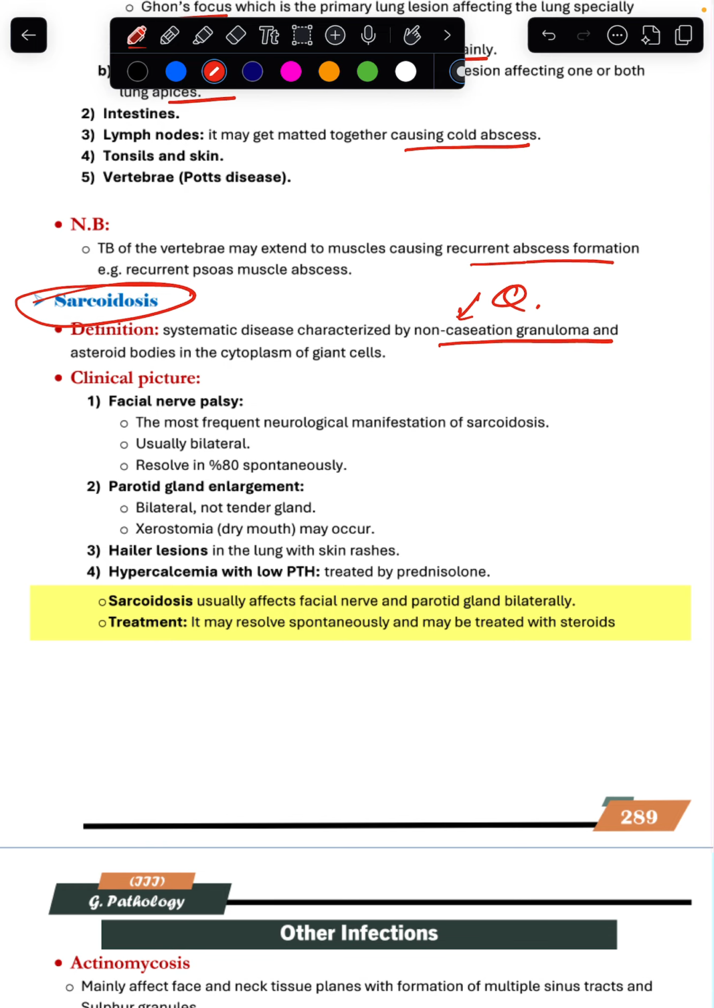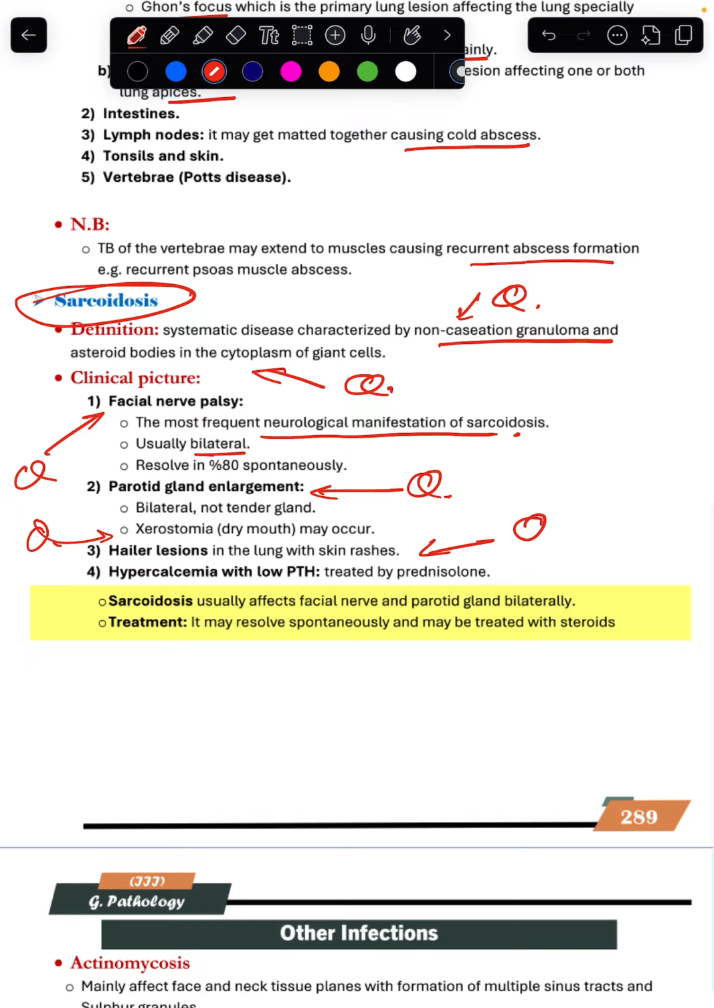This is a question: asteroid bodies. Facial nerve palsy, the most frequent neurological sarcoidosis, bilateral in 80%. Bilateral non-tender parotid enlargement is a question. Xerostomia is a question. Hilar lesions is a question. Hypercalcemia again is a question. Bilateral facial parotid involvement resolves spontaneously without treatment.